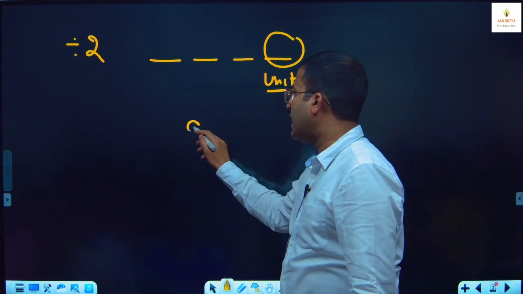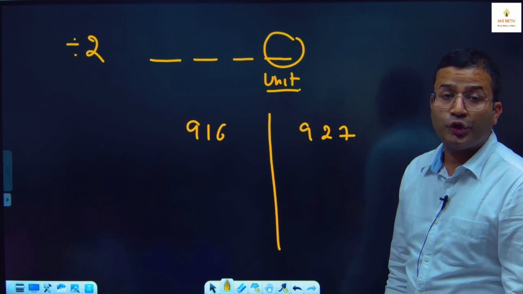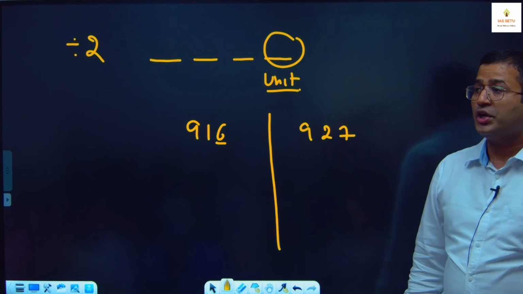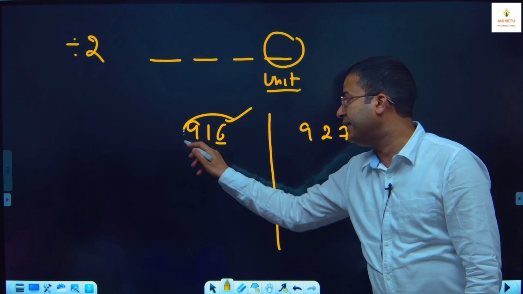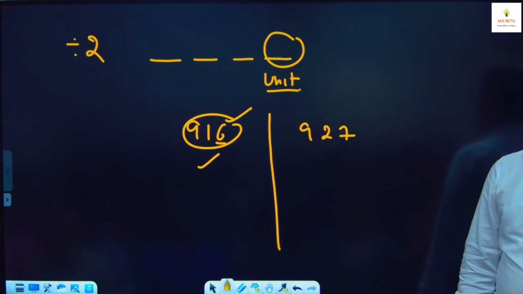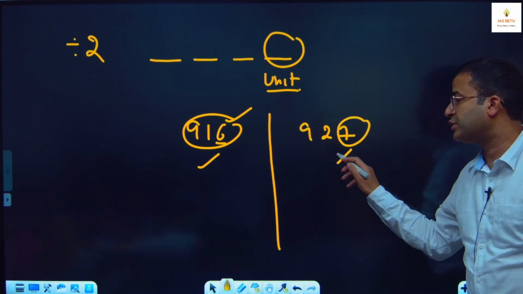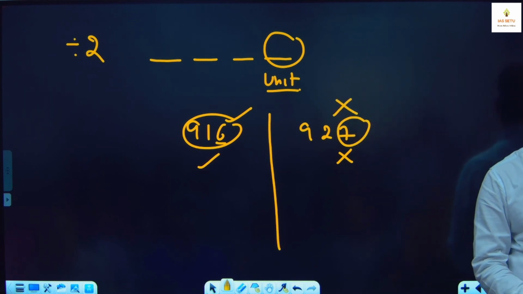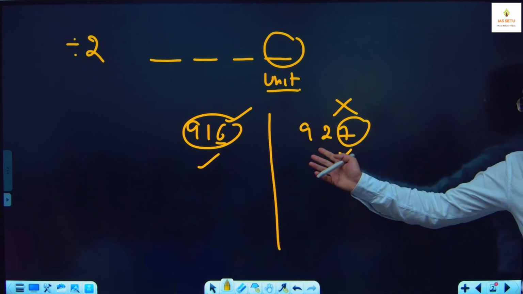Like I take examples 916 and 927. No need to check the complete number, you check only the last digit. If you check here this 6, it is divisible by 2, it means this complete number is divisible by 2. Here this 7 is not divisible by 2, so this complete number is not divisible by 2. So for divisibility of 2, we check the last digit.